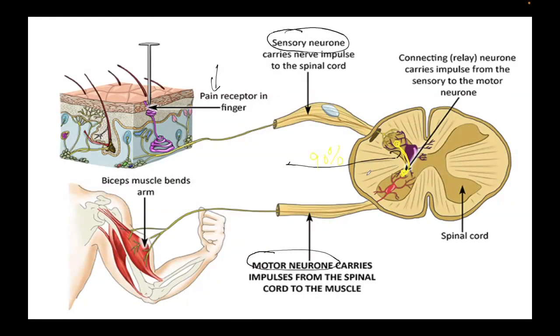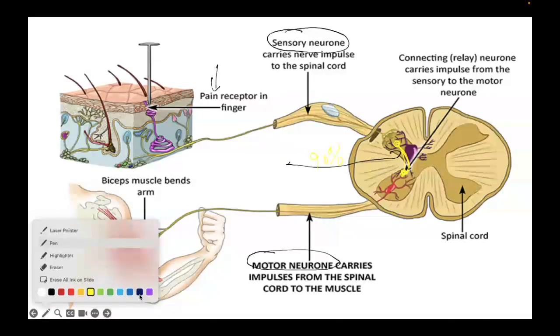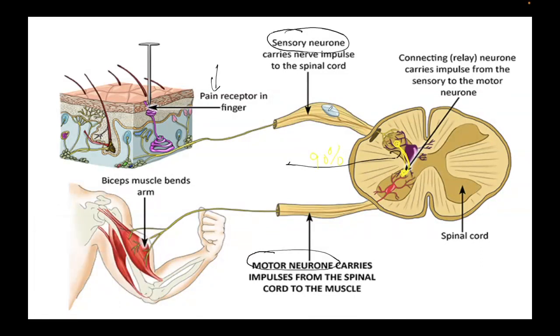Now, this is the spinal cord. This is a cross-section of the spinal cord. Now, what I want to point out to you, let's make this blue. When we look at the butterfly in the middle, see the butterfly or the letter H? That's gray matter. Everything around it is called white matter.